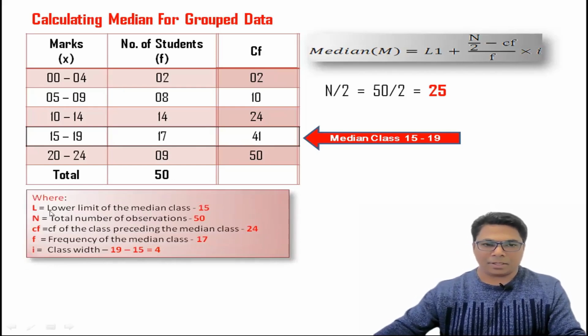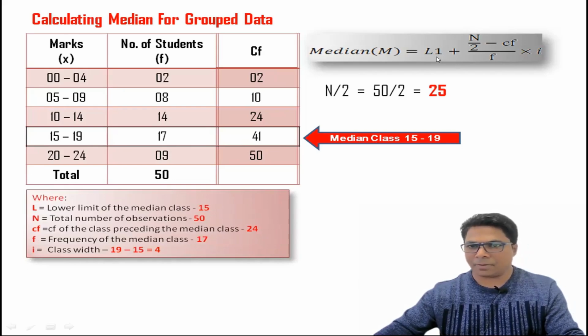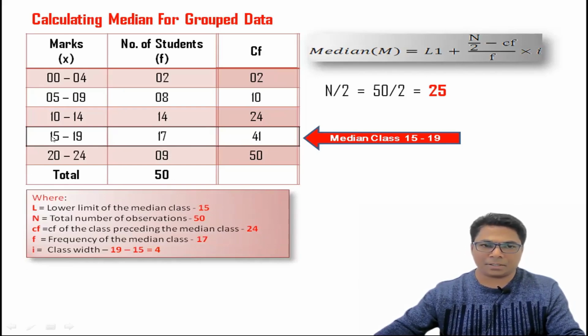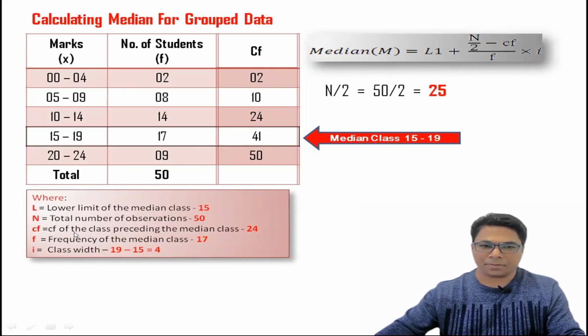Here, if you see, L is nothing but the lower limit of the median class. So we are just going to focus on the median class. As we require L in the formula, L is nothing but 15, the lower limit of the median class. N is the total number of observations, that is 50. We already know it. CF, we'll keep it for later, because CF is a bit tricky.